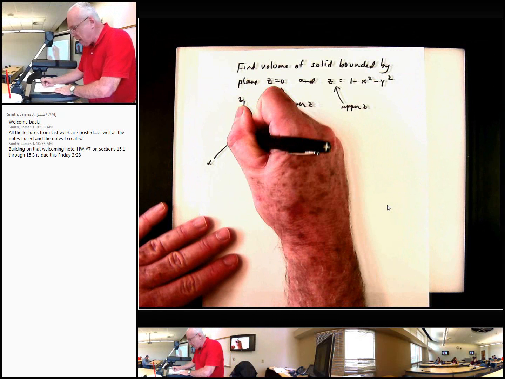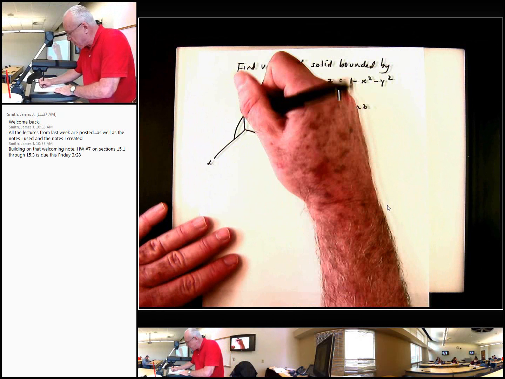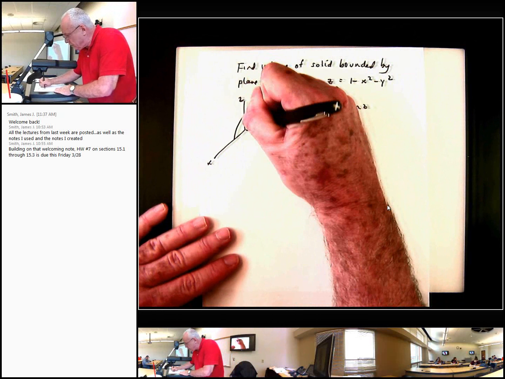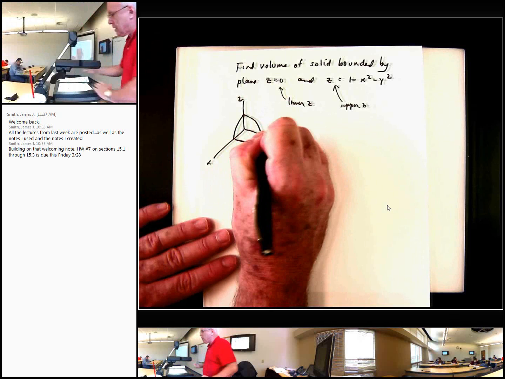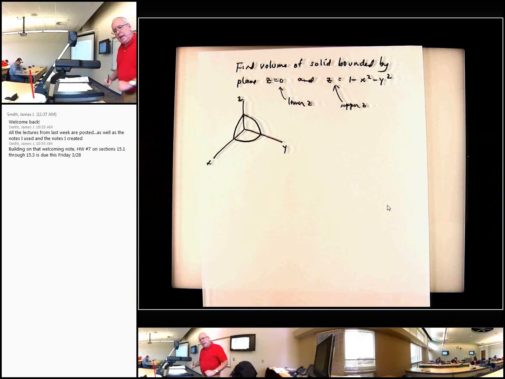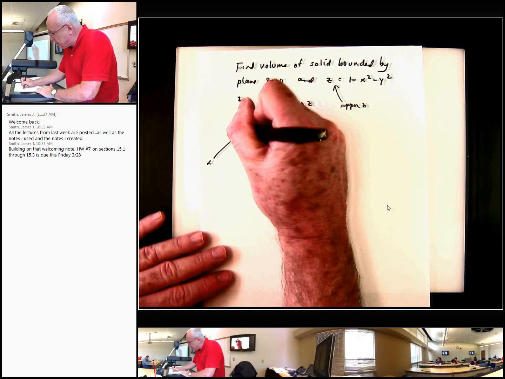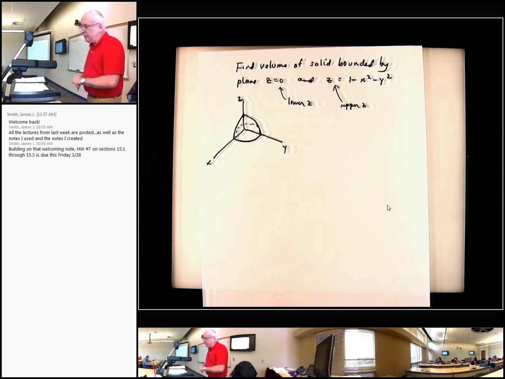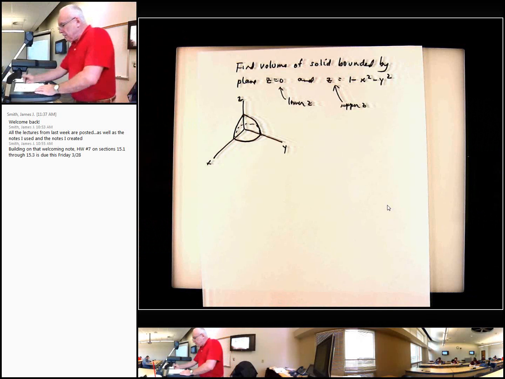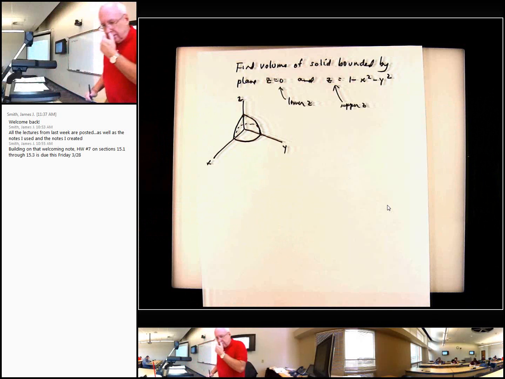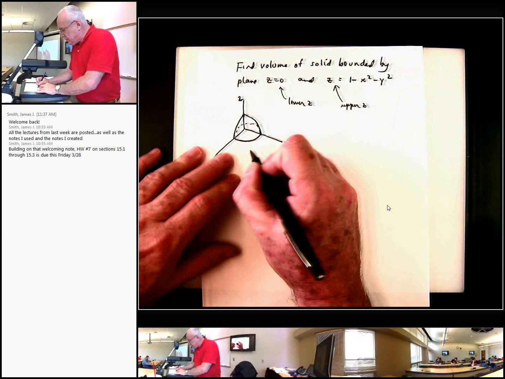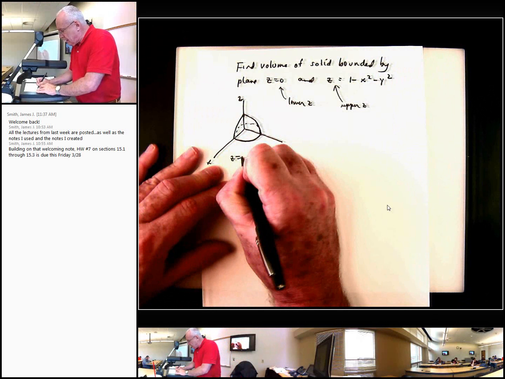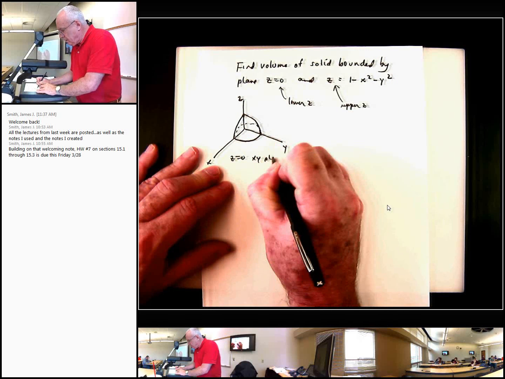So what we have here is actually called a paraboloid. It goes down like this, and then in the xy plane it goes around in a circle, and of course it does this in the back of the xy plane like that. So this is the solid that we want to get the volume of. And the thing is, first of all, this z equals 0, that's the xy plane.